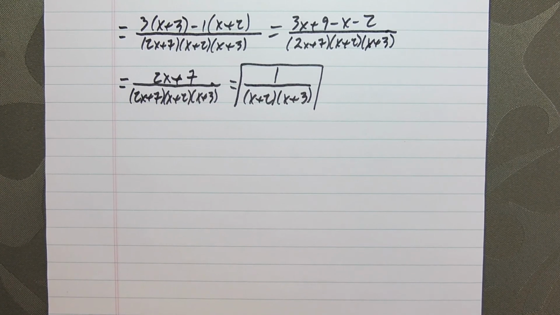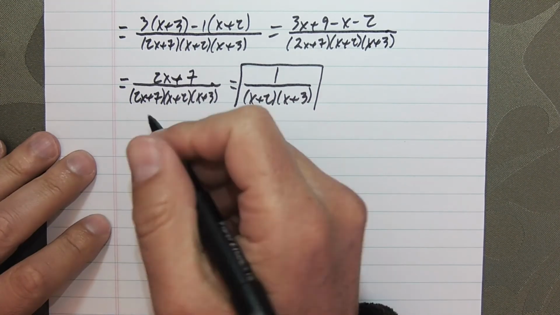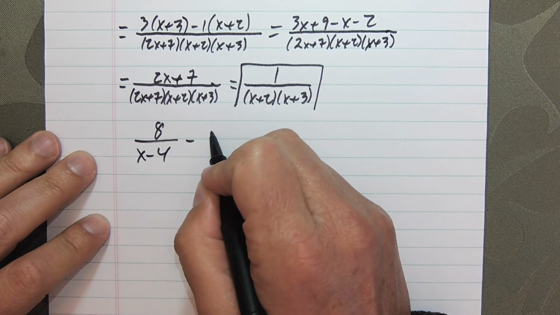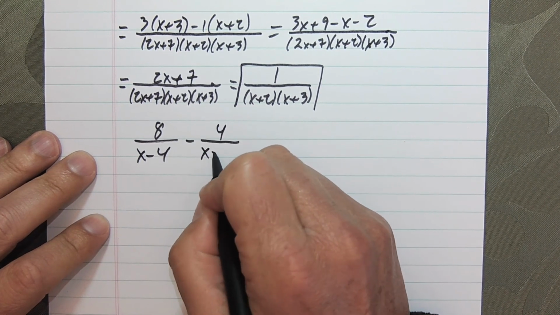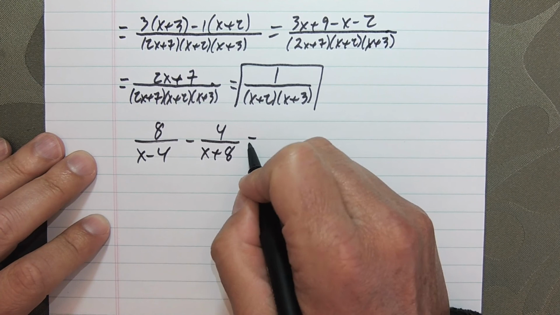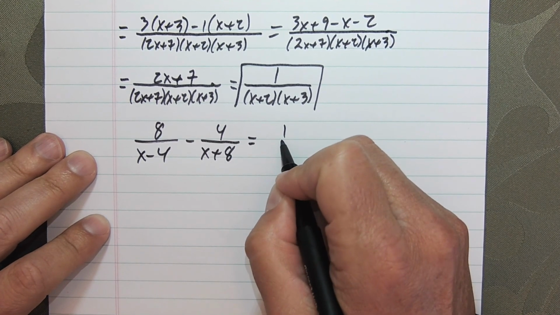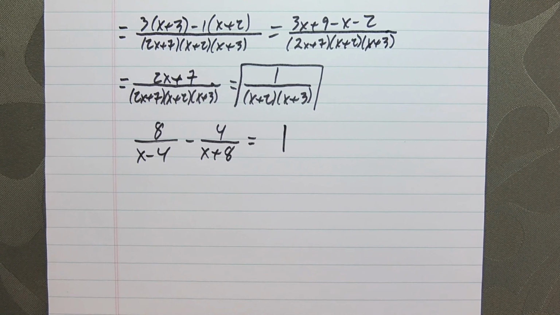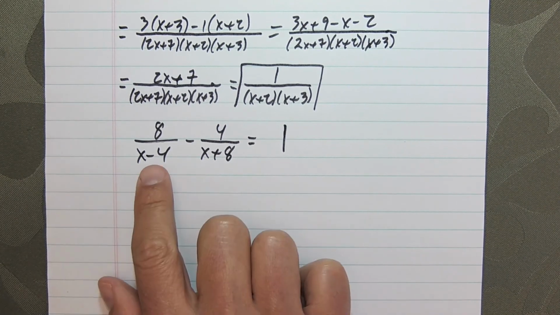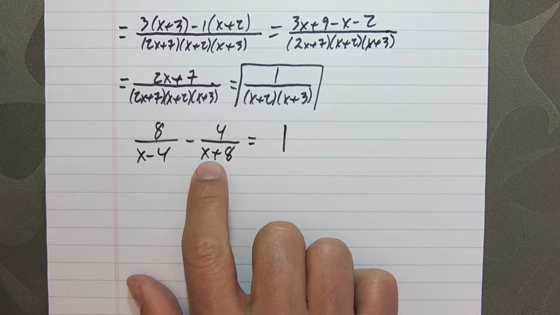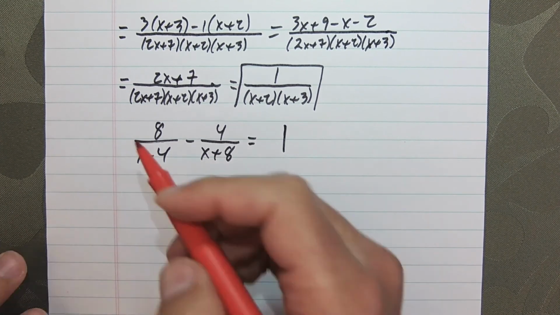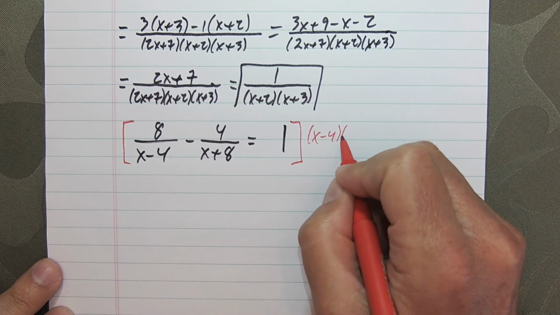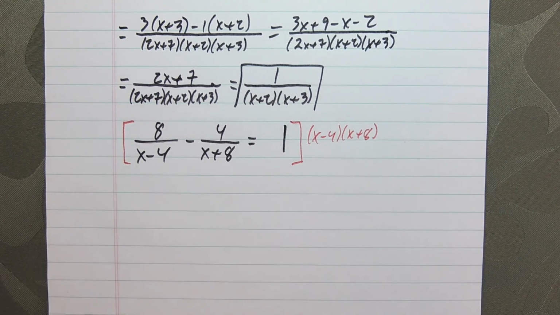It says solve for x, and it says 8 over x minus 4 minus 4 over x plus 8 equals 1. Oh, just one? Yeah, just one. Okay. So in this case, we have to identify the LCD, which is x minus 4 times x plus 8. And what I'm going to do is I'm going to multiply both sides of the equation through by the LCD. Even the 1? Even the 1.